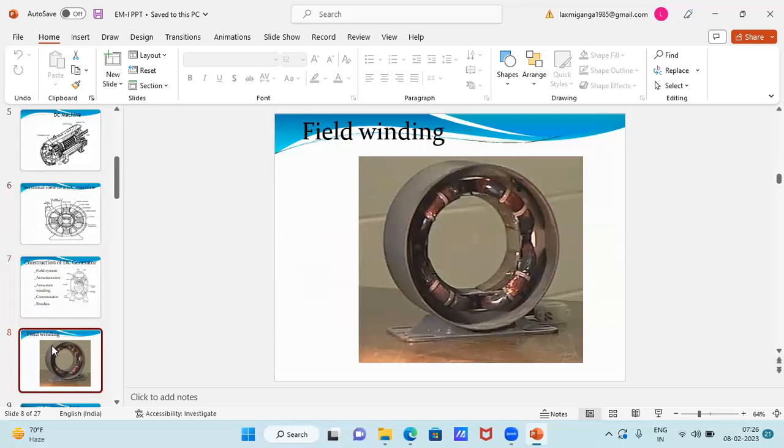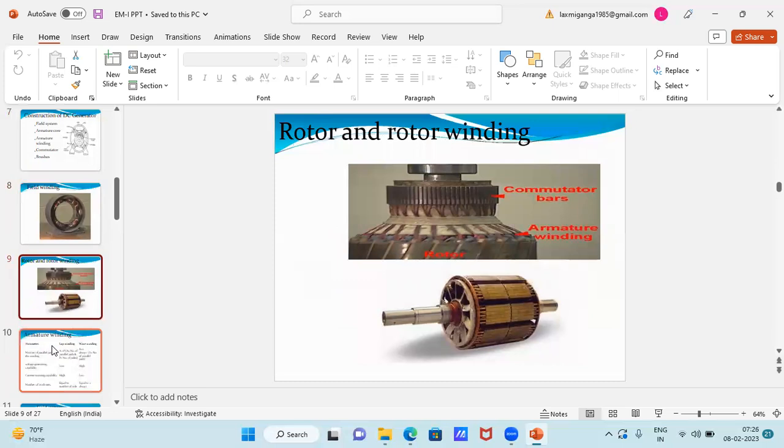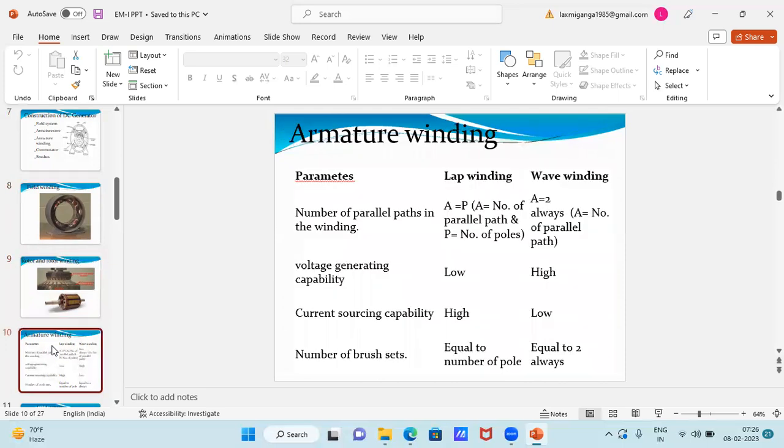This diagram shows the field winding, and the rotor and rotor winding. In this we are using the armature winding. There are two types of armature windings: one is the lap winding, another one is the wave winding.